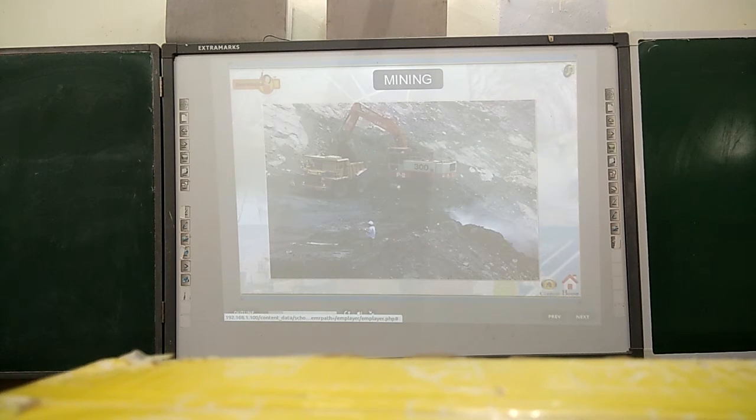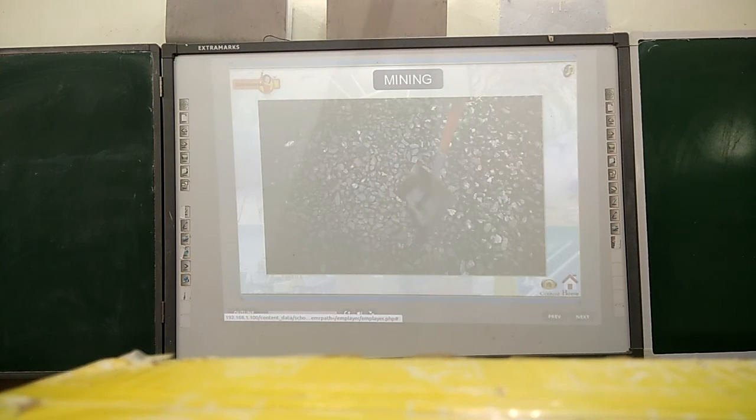Mining of minerals depends on many factors, some of which are quality and quantity of mineral, cost involved, depth of the geological region, state of economy, and cultural development of the region.